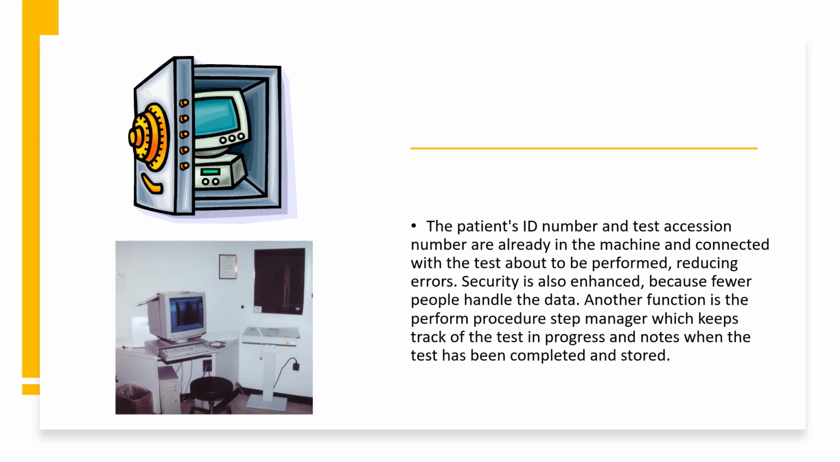To reduce errors in the association, the patient's ID number and test accession number are already in the machine and connected with the test about to be performed, reducing errors. Also, having these numbers in the machine enhances security because fewer people can handle the data.